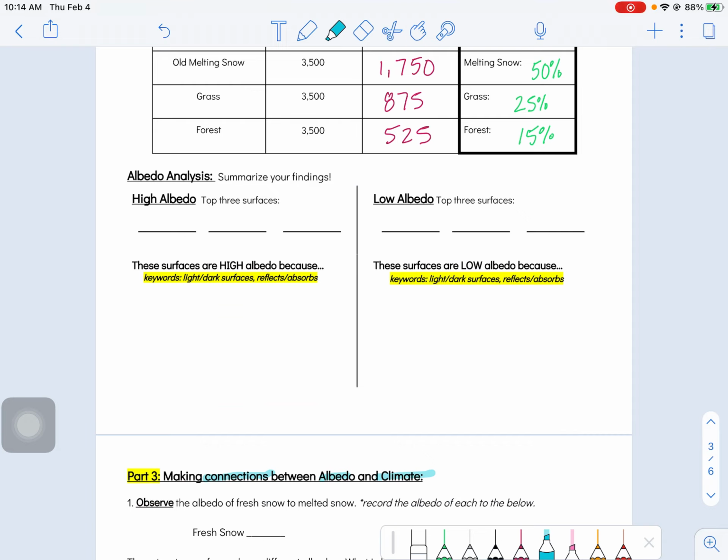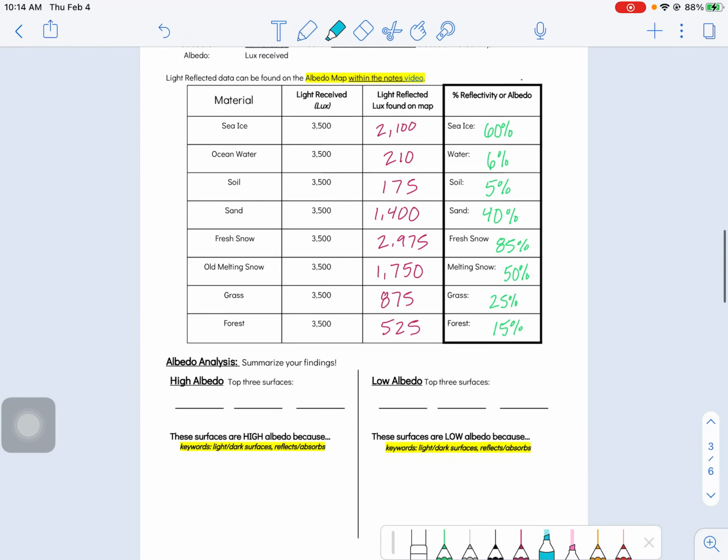We've got differences between surfaces that create either a high albedo or a low albedo. So looking at our data, our highest albedo was ice, snow, and melting snow. All of those were our highest categories. So that's what we want to have recorded in here with their percents, right?